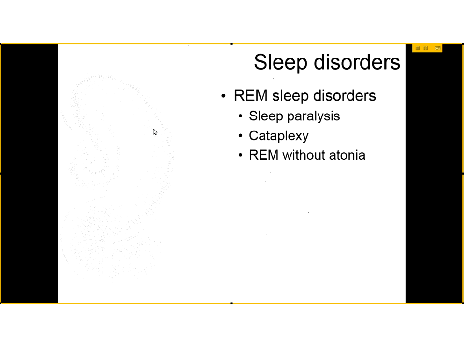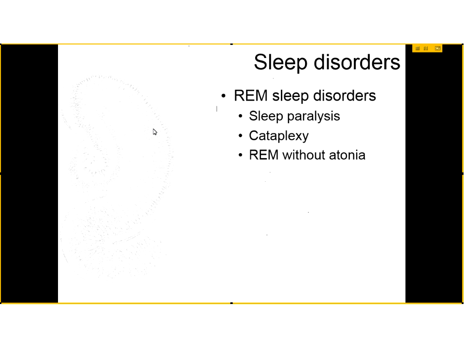Now you can also have this paralysis system come online suddenly while you're awake, and that can occur during narcolepsy, where a person will suddenly collapse. That's activation of this paralysis system occurring while you're awake, and you can see this cataplexy where they'll suddenly collapse. So this is an activation of that system that keeps you paralyzed during REM sleep.